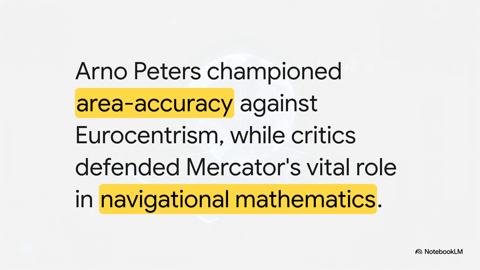This intense visual contrast sparked a massive debate in the 1970s and 80s. A historian named Arno Peters heavily championed his area-accurate map to counter what he saw as Eurocentric size distortions in the Mercator map, which visually exaggerated the size of northern developed nations. The United Nations even adopted it for a time. However, cartographers pushed back hard, defending Mercator's vital role in navigational math.